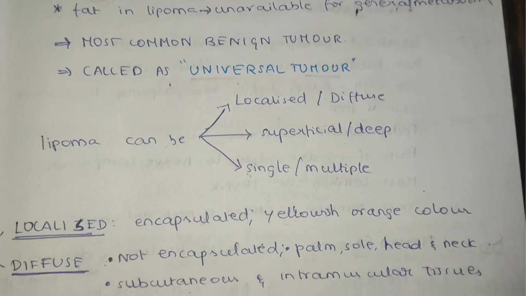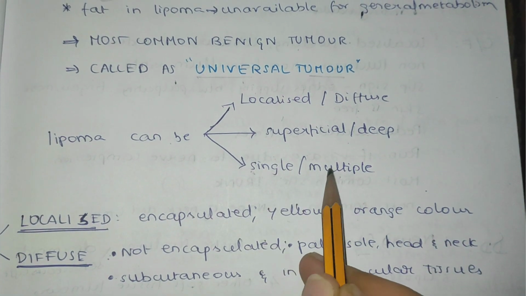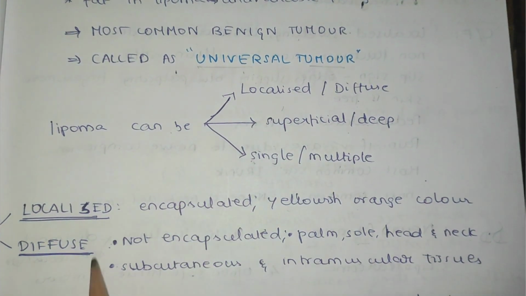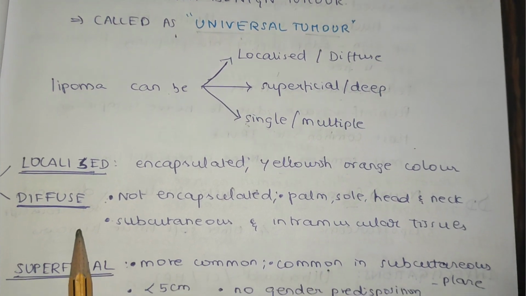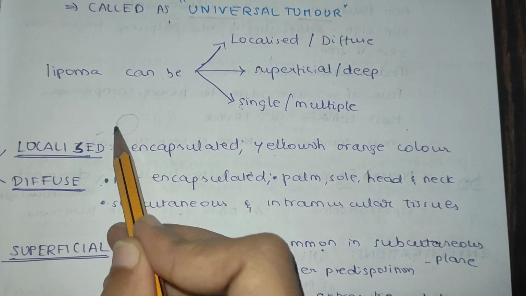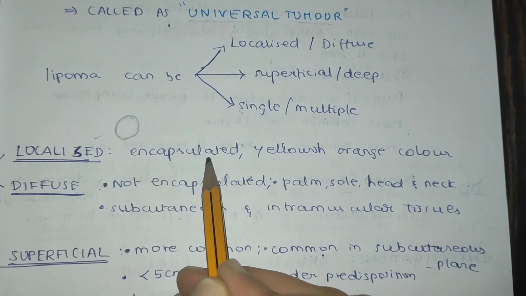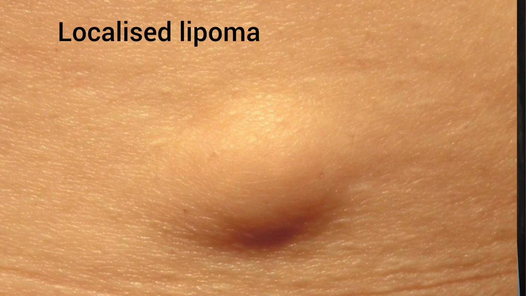So next, lipoma can be localized or diffuse, superficial or deep, single or multiple. So the first classification is localized or diffuse lipoma. Localized lipoma, in the sense it is confined to a space, so it is covered by a capsule, it does not spread, it is encapsulated, and normally fat is yellow in color, yellowish orange in color.